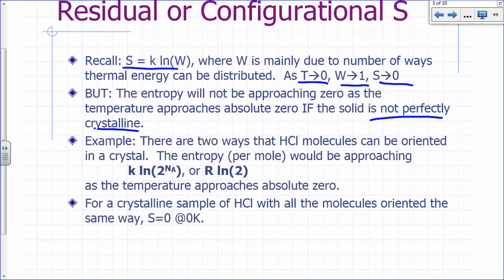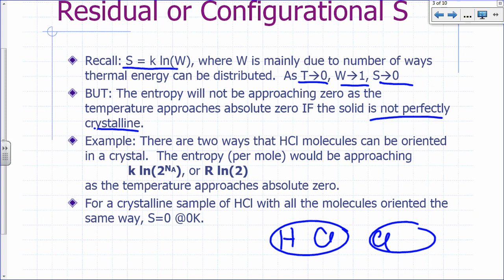Well, if there's more than one way that the molecules can settle into the solid. So for example, in an HCl molecule, there's 2 ways your HCl can be oriented in a crystal. You can have H on this end and Cl on that end, or you can have Cl on this end and H on that end. Okay? So there's 2 ways. So the entropy per mole for solid HCl would be approaching k times natural log of 2 raised to the power N_A.